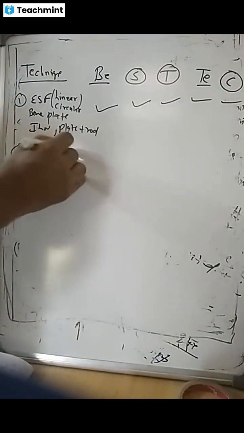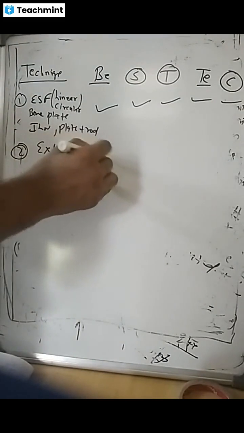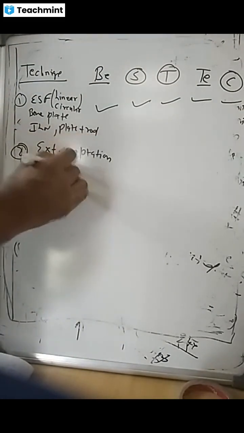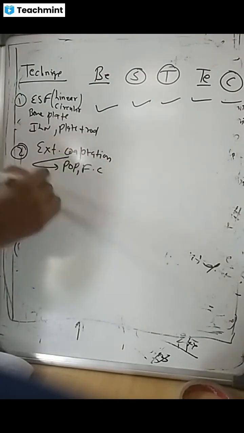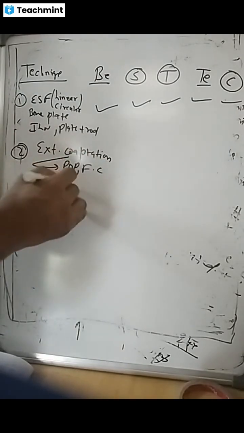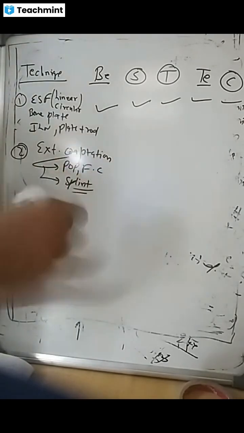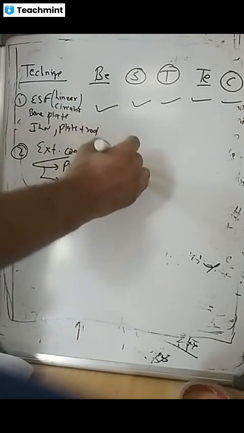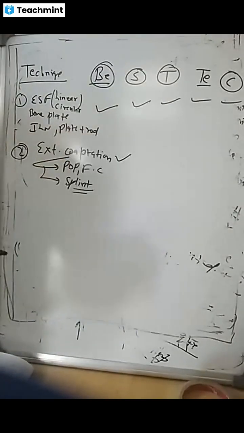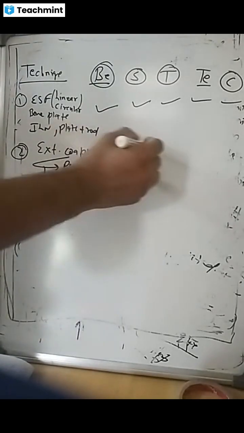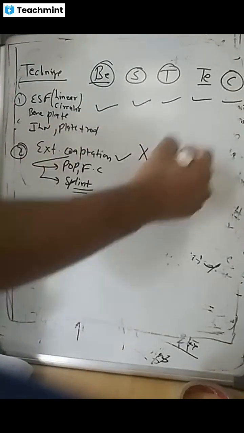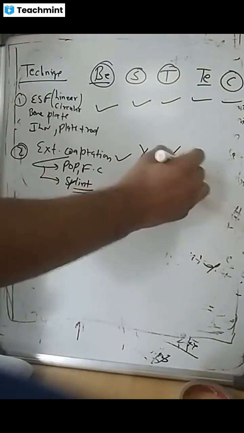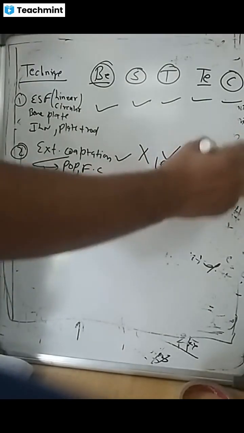Number two is external coaptation. What is the meaning? Like your POP, like your fiberglass, like your splint, Thomas splint, all these splints. They will neutralize bending force. They will also neutralize torsion force. But the other forces they cannot neutralize.